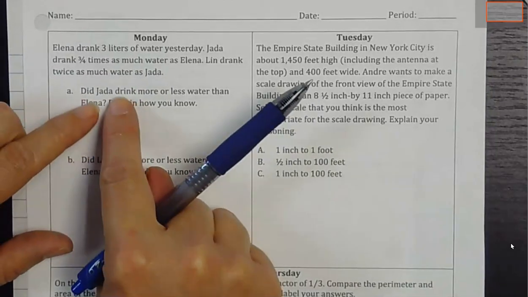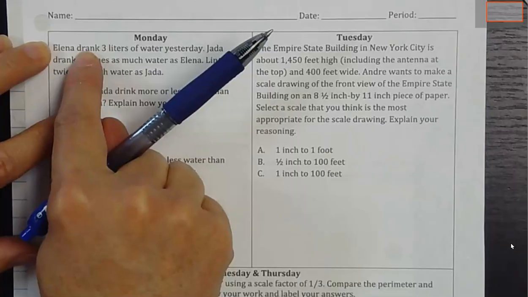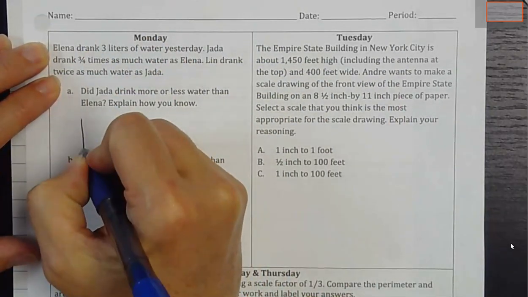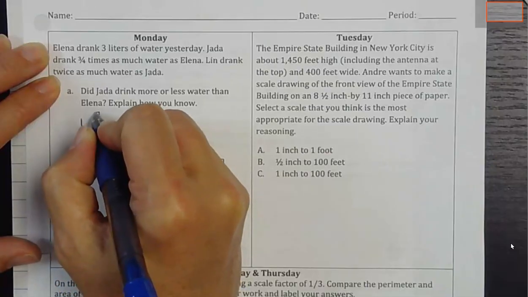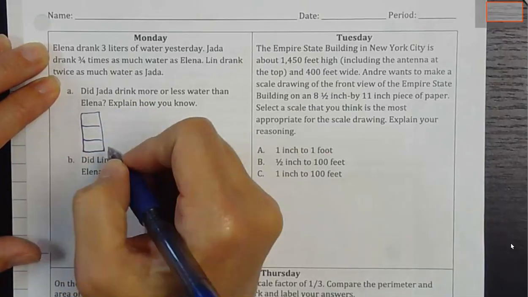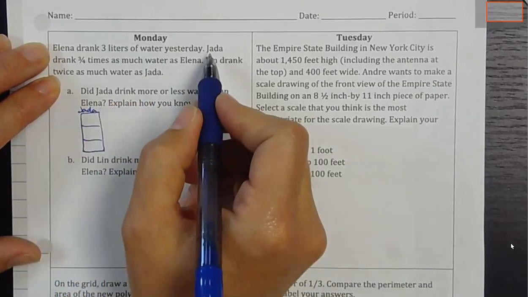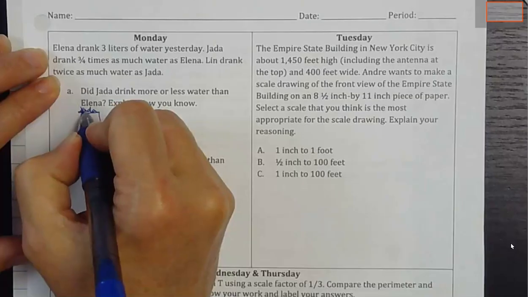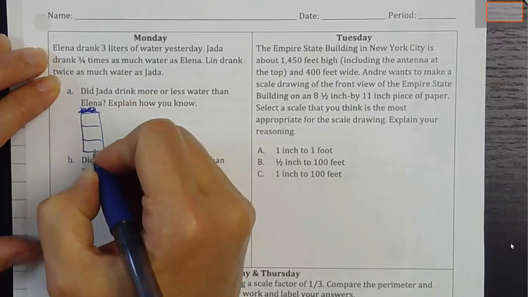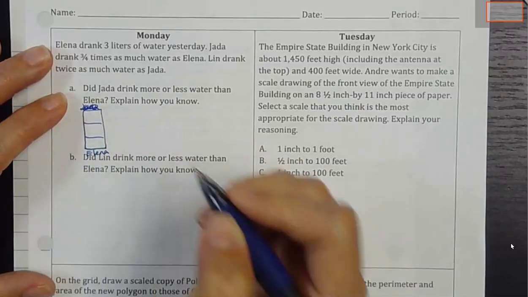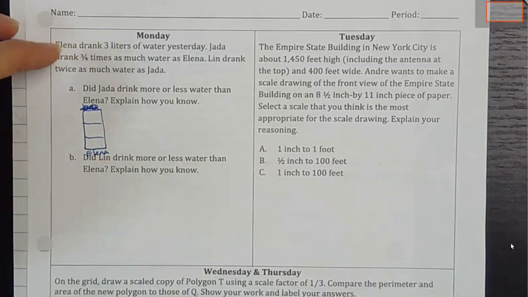So we are comparing here Jada and Elena. Elena drank 3 liters of water. Let's get Jada's. 1, 2, 3. 3 liters of water. Oh, sorry, that's Elena. I can read, guys. Not very well some days. This is Elena. Okay, Elena drank 3 liters of water yesterday. Jada drank 3/4 times as much.